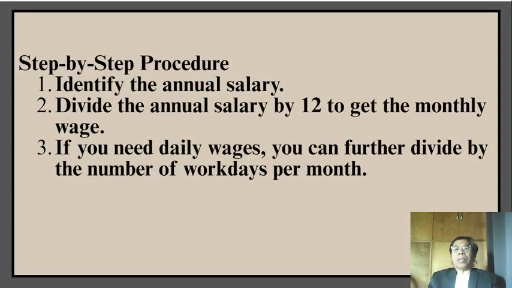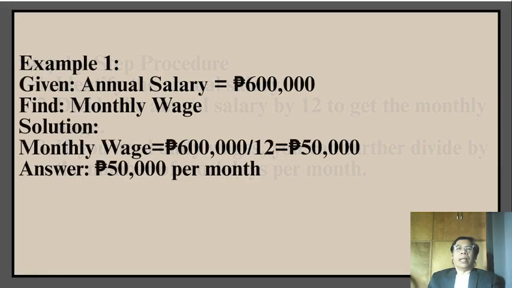Step-by-step procedure. Number 1, identify the annual salary. Number 2, divide the annual salary by 12 to get the monthly wage. Number 3, if you need daily wages, you can further divide by the number of work days per month.